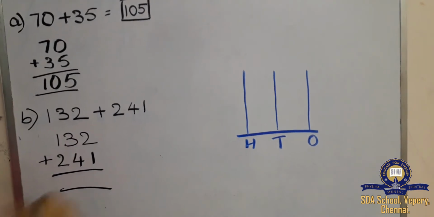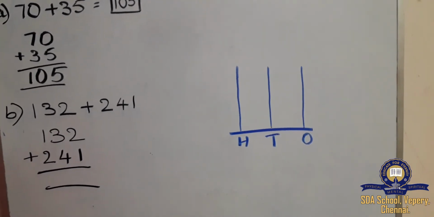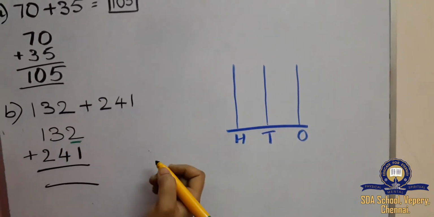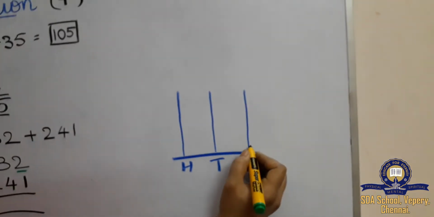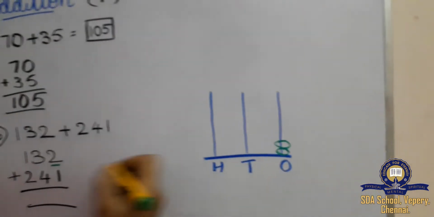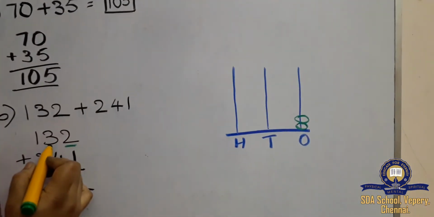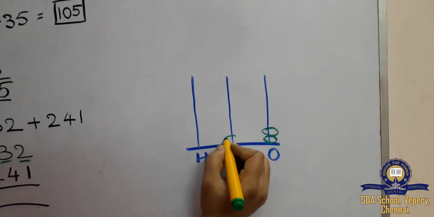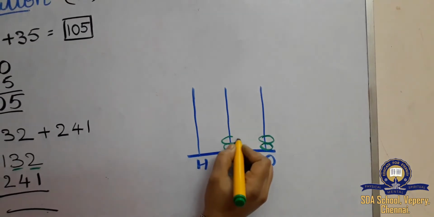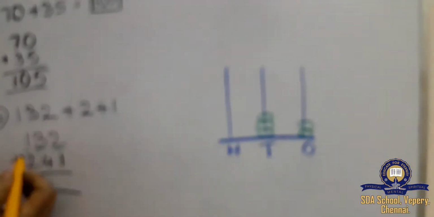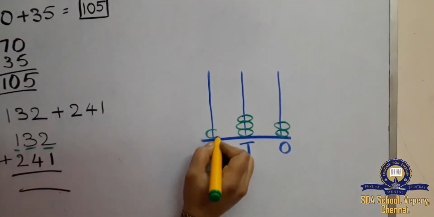We'll write first the upper one. Okay, so what is there in ones here? The upper one, 2. So write 2 beads here. 1, 2. Okay, next, what is in tens place? 3. Right, so in tens place 3 beads. 1, 2, 3. Okay, what is in hundreds? 1, only 1.